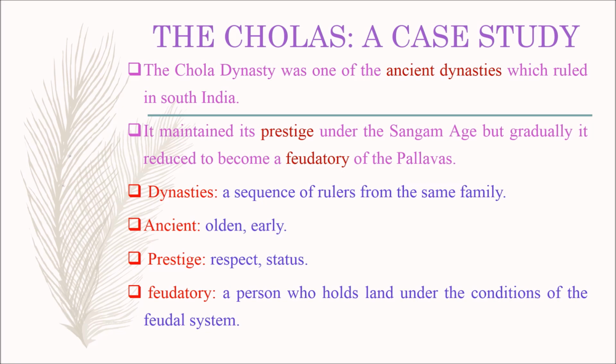Chola dynasty was one of the ancient dynasties. Here, ancient dynasties means olden dynasties which ruled in South India. It maintained its prestige. Here, prestige means respect or status under the Sangam age, but gradually. Here, gradually means slowly. It reduced to become a feudatory of the Pallavas. So, what is meant by feudatory? Feudatory means a person who holds land under the conditions of the feudal system.